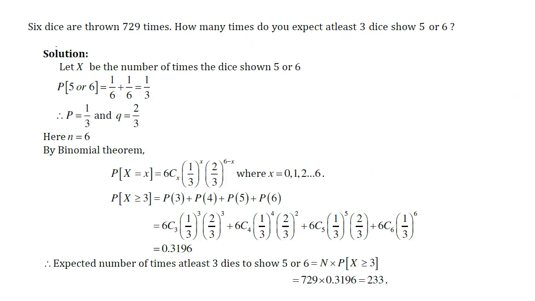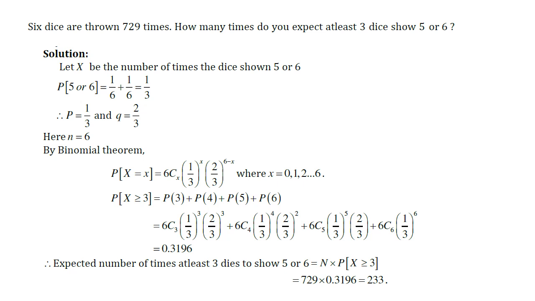Now let us see a sum based on binomial distribution. 6 dice are thrown 729 times. How many times do you expect at least 3 dice to show 5 or 6? The probability that a die shows 5 or 6 is 1/6 + 1/6, which is 1/3. So the parameter p, the probability of success, is 1/3, and q, the probability of failure, is 2/3. The total number is denoted by n, which is equal to 6.